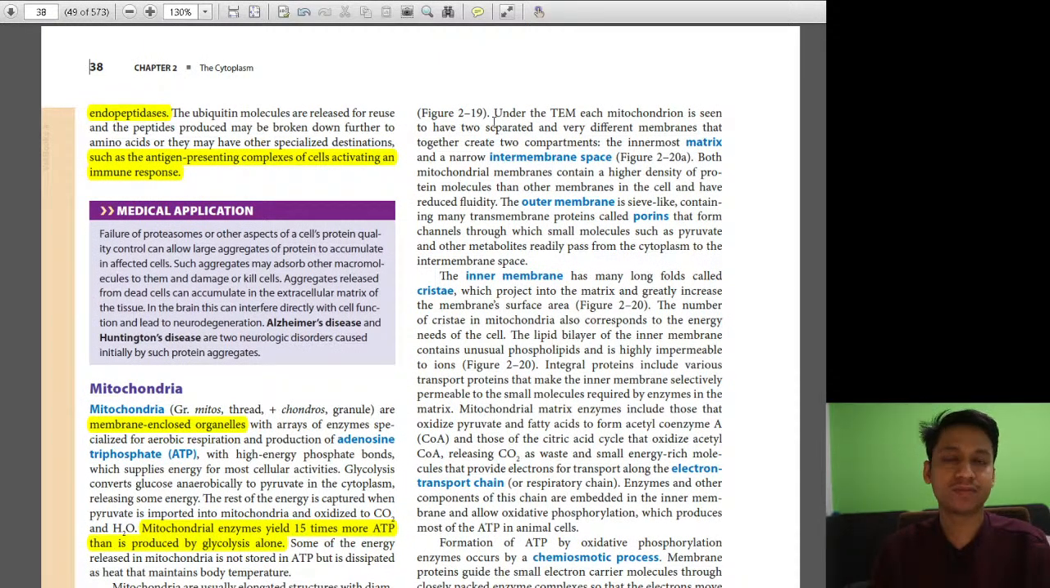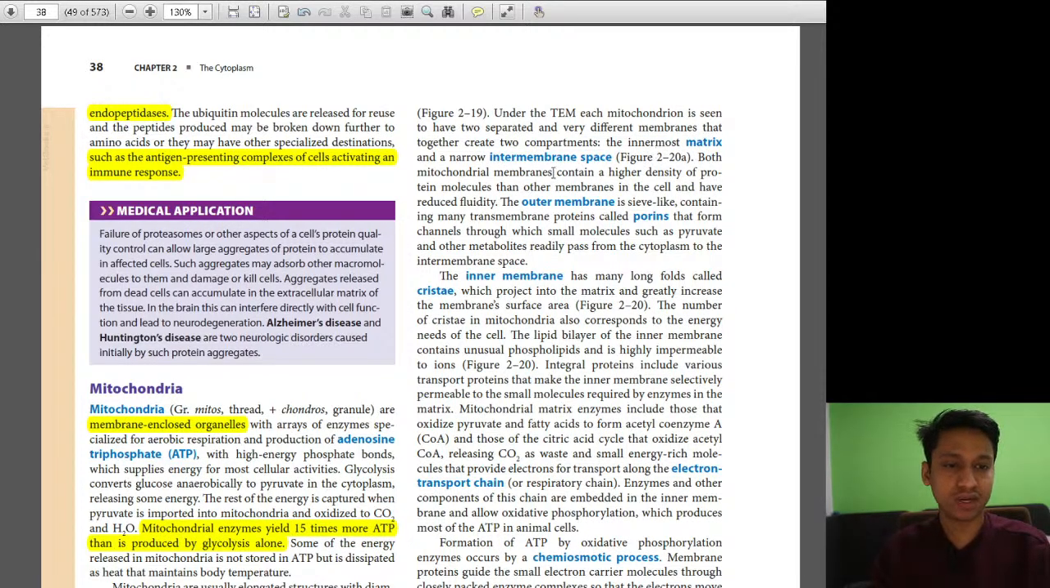Check figure 2.19. Under the thumb, each mitochondrion is seen to have two separated and very different membranes that together create two compartments, the innermost matrix and a narrow intermembranous space. So this is very, very important: when seen under the thumb, it has two separated, very different membranes, two compartments. The innermost is the matrix and a narrow intermembrane space.